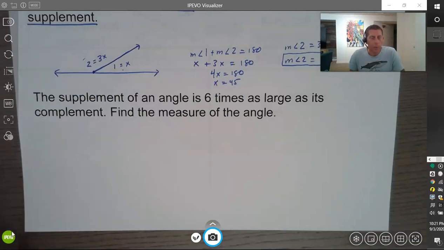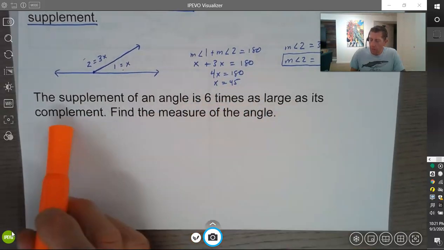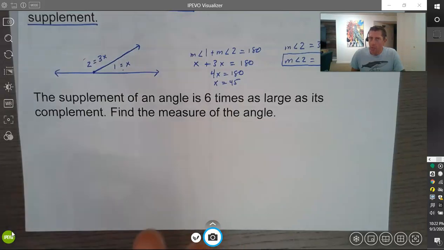Okay, so this next one has a little bit more going on in it, so we need to be a little bit more careful when we're reading. The supplement of an angle is 6 times as large as its complement. Find the measure of the angle. So now there's 3 things going on in this particular problem.